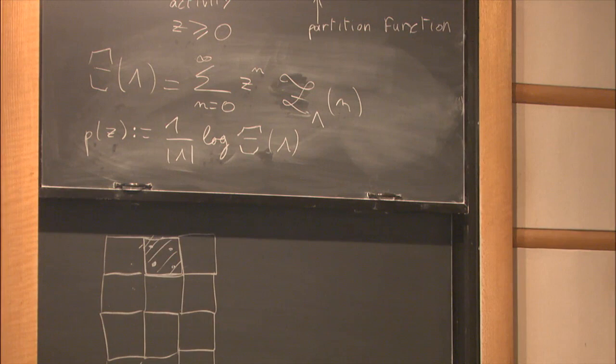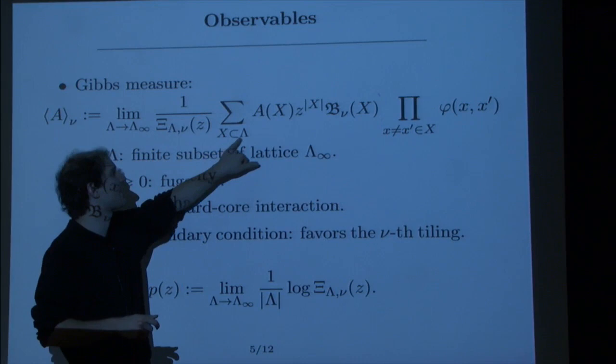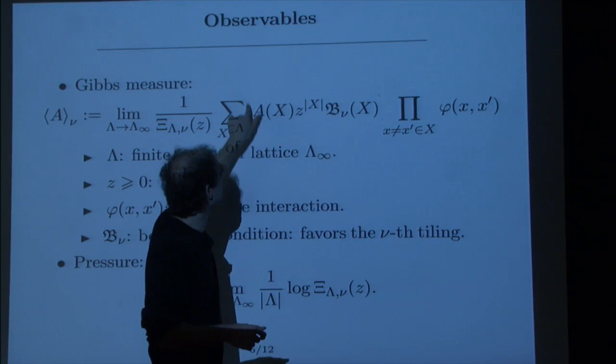Okay. This here is a formal way of writing this probability distribution. It's written for the observables. So A is going to be an observable, and I defined an average of this observable. Let me just go through what we have here. This sum here is the sum over configurations. A configuration I represent as a subset of my finite box. This is the observable evaluated at the configuration.